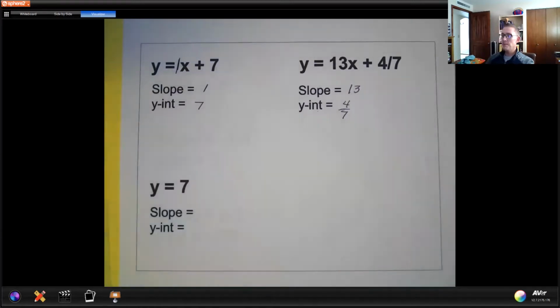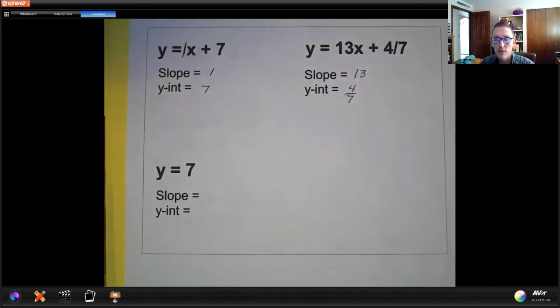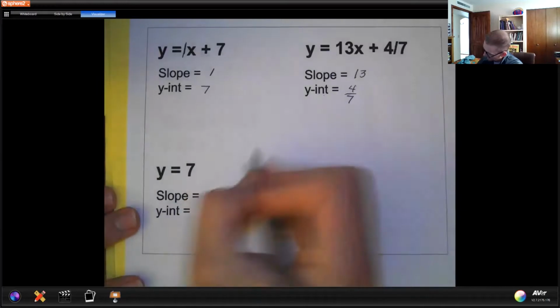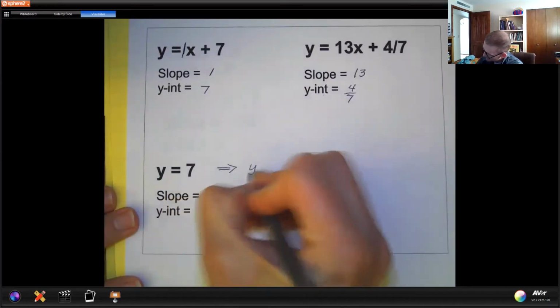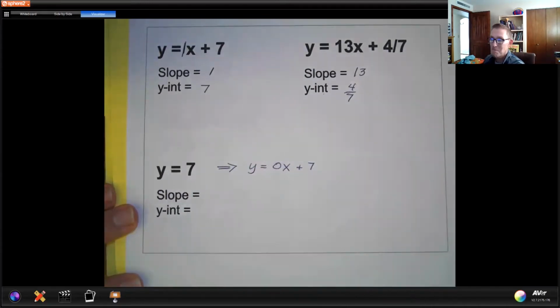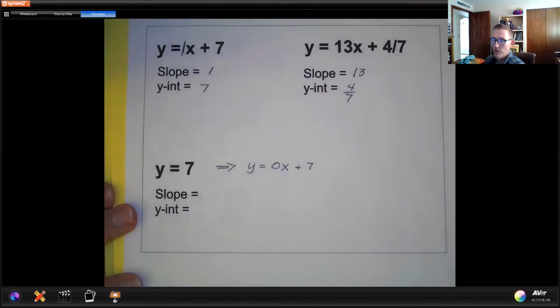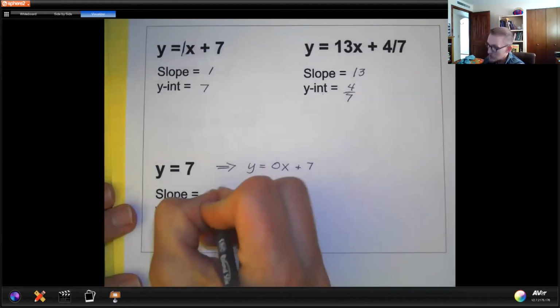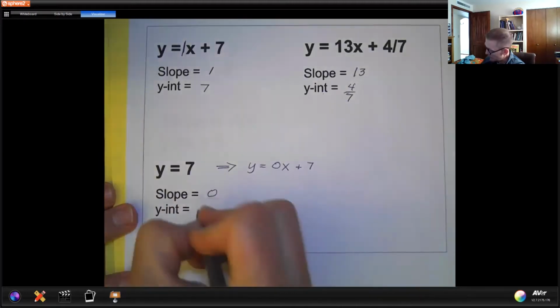Okay. The last example for this type of problem is going to be one that is a little bit special and unique. y equals 7. I want you to look at that equation and think about what's missing. If you recognize that the x is missing, then you were spot on. So what does that mean? Well, it means that this can be written as y equals 0x plus 7 because the x is missing. There's a 0 there. So that would make the slope 0, and the y-intercept is 7.